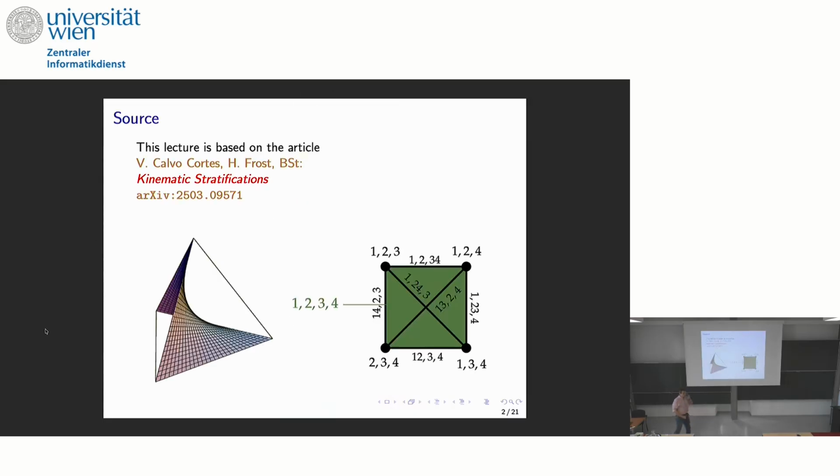So this talk will be based on a paper called Kinematic Stratifications. And the two co-authors are Veronica Calvo, a PhD student in Leipzig, and Hadley Frost, who is sort of a physicist, I would say. He is a postdoc at the Institute for Advanced Study in Princeton. And today we're going to get real.